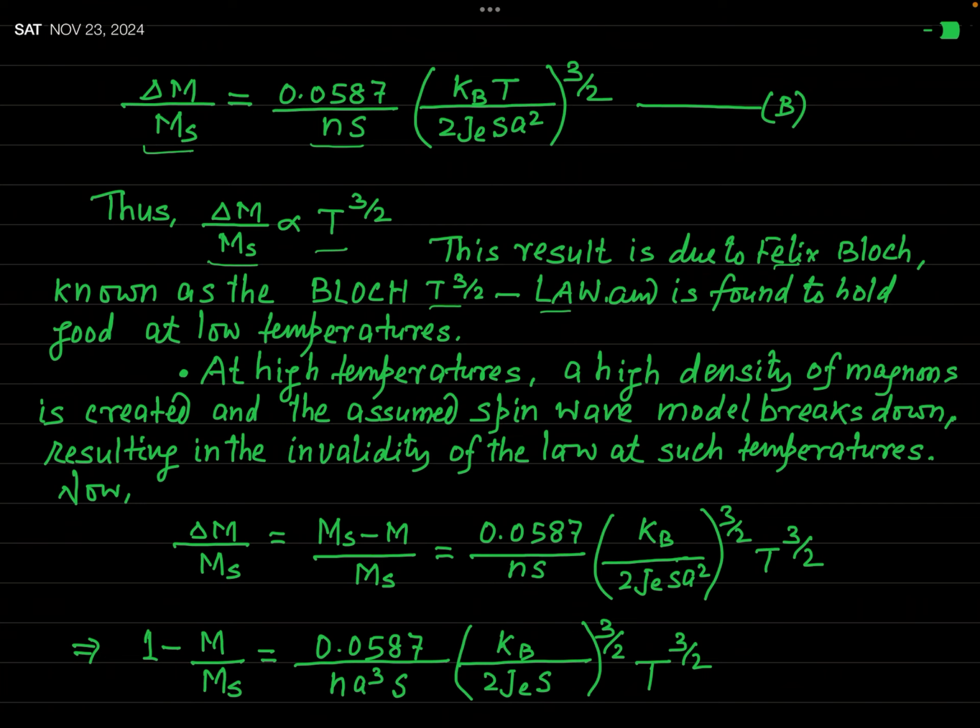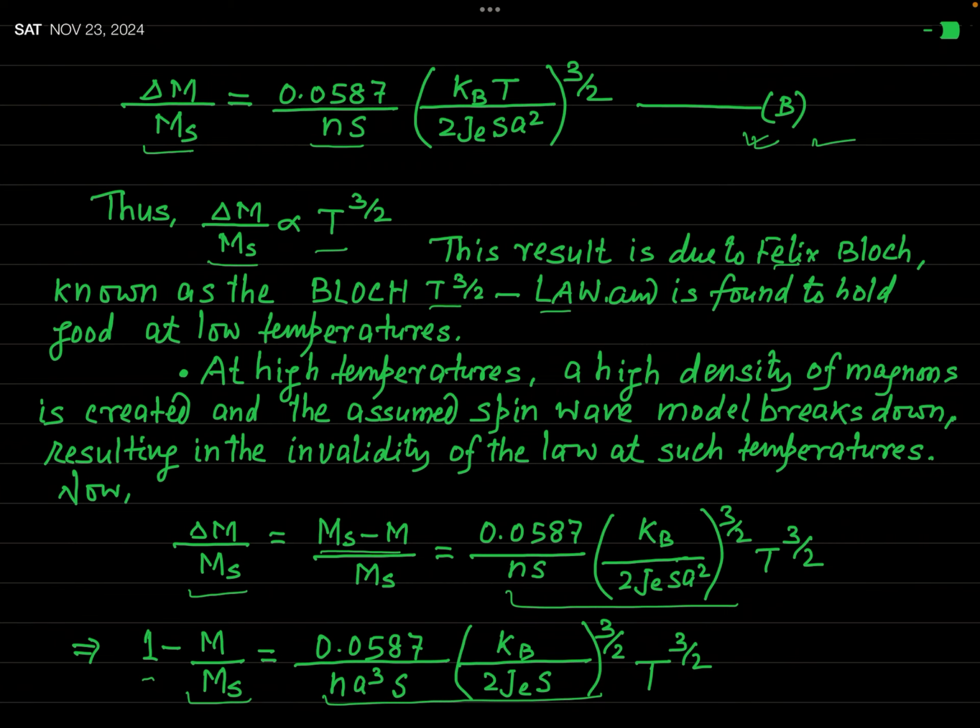Now we will cast this equation B, which is actually the Bloch law, in another form. Okay, and for this you can see again this delta M over Ms, where delta M is Ms minus M over Ms, and that is equal to this much. You can see this equation B. Now divide Ms minus M by Ms separately, then you will see it is 1 minus M over Ms, and that is equal to this much.